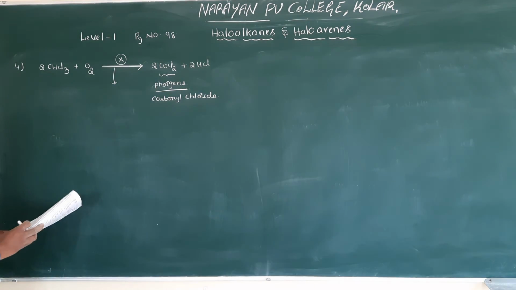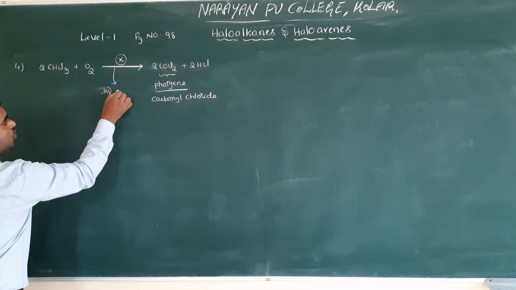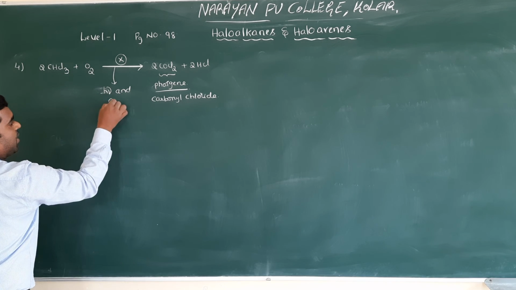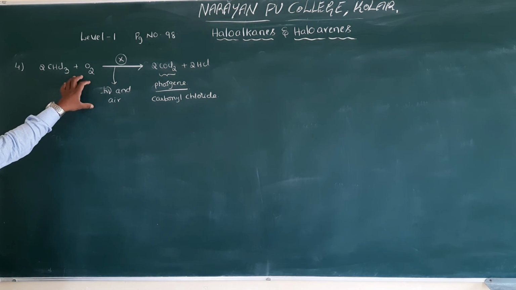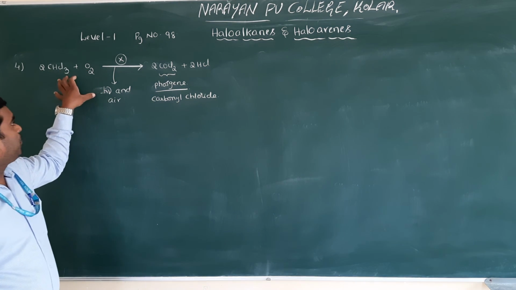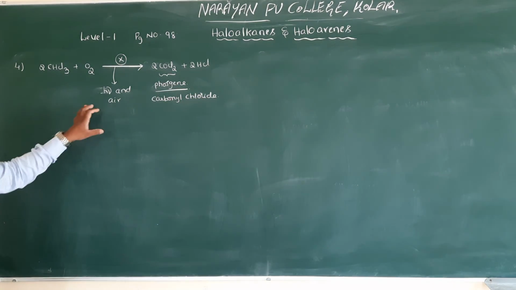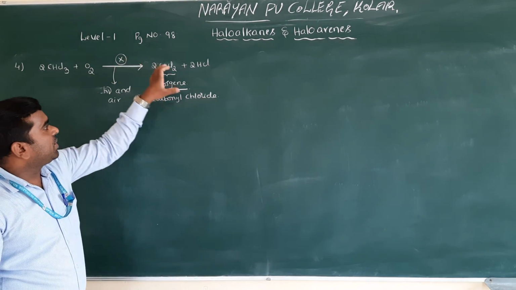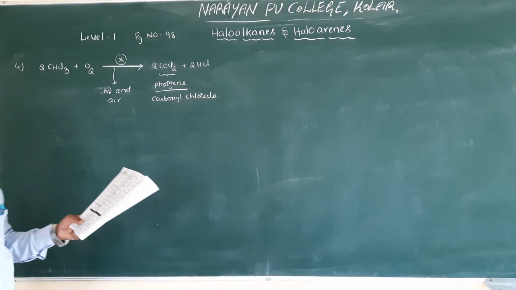In this case, you need light and air. You have to put here hν, and the other one is air. You need not maintain any drastic conditions here. Simply take chloroform and oxygen and put this reaction mixture in the presence of light and also air, then chloroform is automatically converted into phosgene. So that's why your answer is option 3.